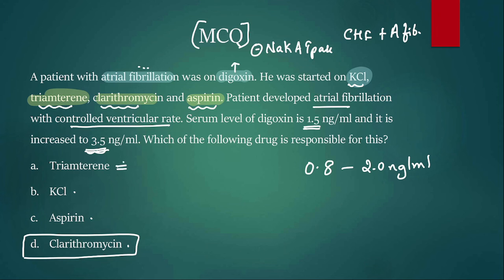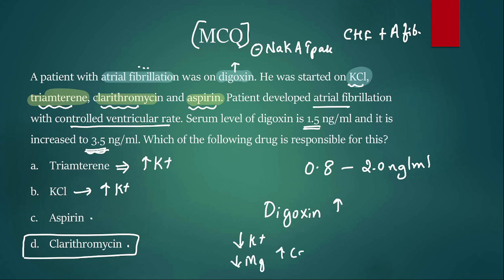Now triamterene is a potassium sparing diuretic, so it increases potassium. Potassium chloride itself will increase potassium. See, remember, digoxin toxicity or levels are increased by hypokalemia, hypomagnesemia and hypercalcemia. So an increase in potassium is not going to increase digoxin toxicity. So these drugs are not going to do anything. Aspirin does not have much interaction with digoxin. Then what about clarithromycin?